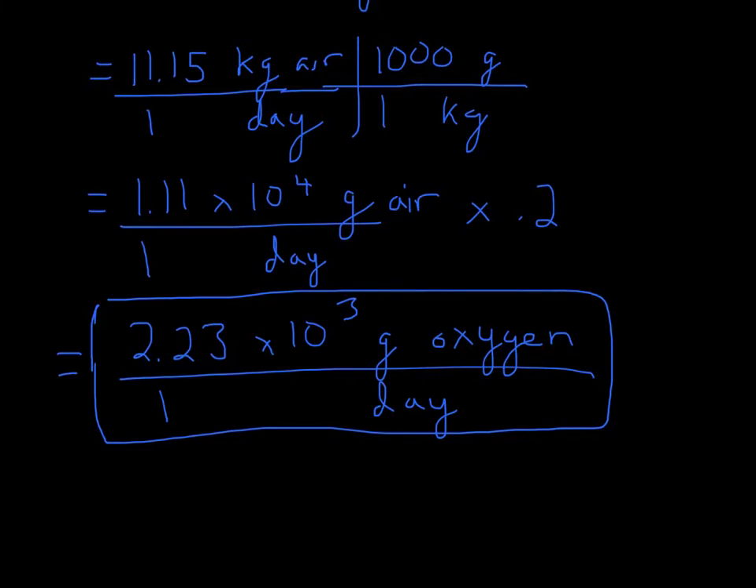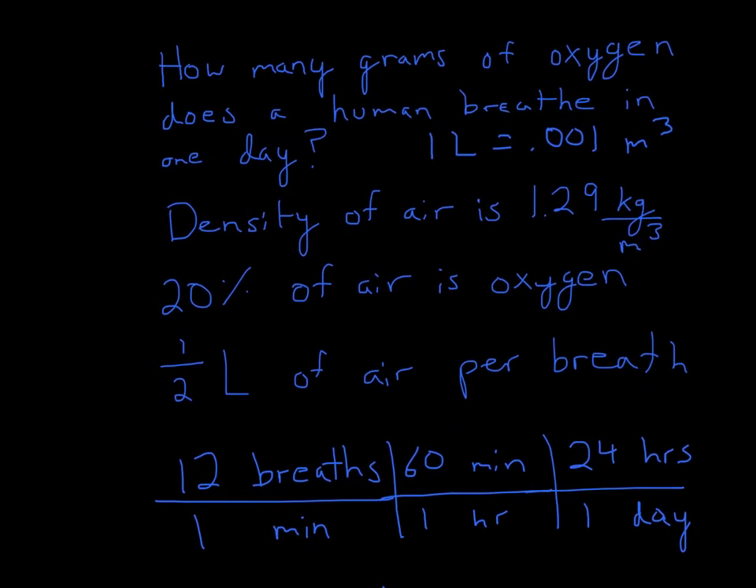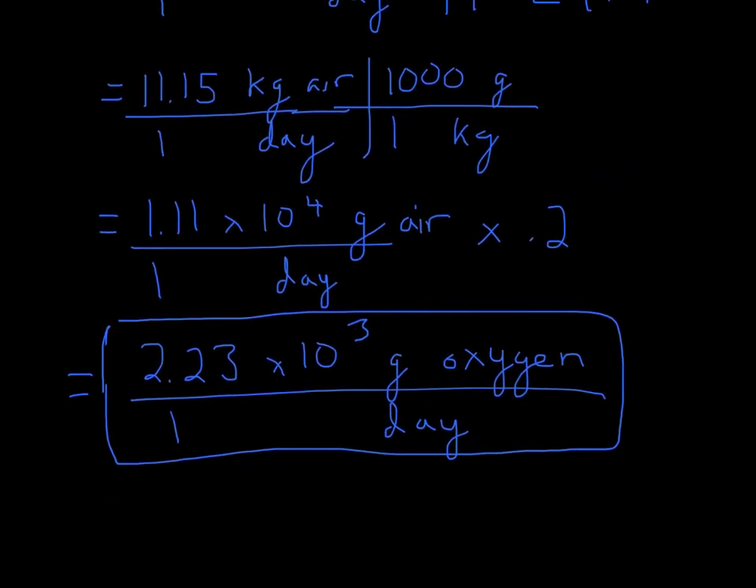And so here I didn't do dimensional analysis because this wasn't a unit. When we multiply by 20%, by 0.2, it's not a unit. We're just multiplying a number. So that's why I didn't do dimensional analysis here. So finally, we get this number, grams of oxygen per day. We go back to the question, make sure that's what they want, and it's grams of oxygen per 1 day. So this is your answer. And I hope that helped, and thanks for watching.